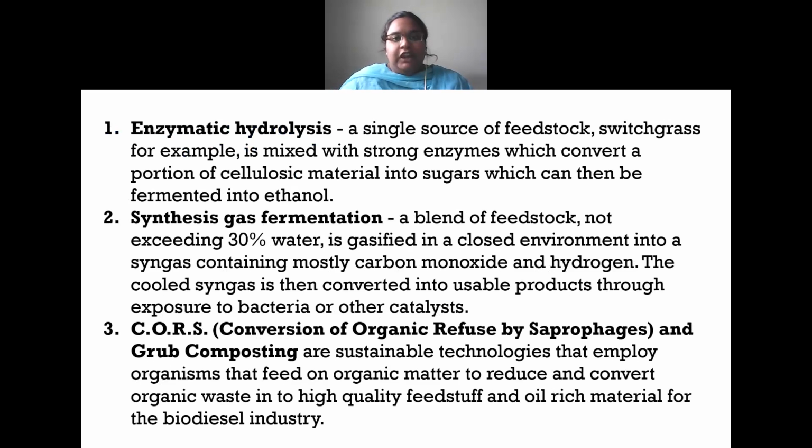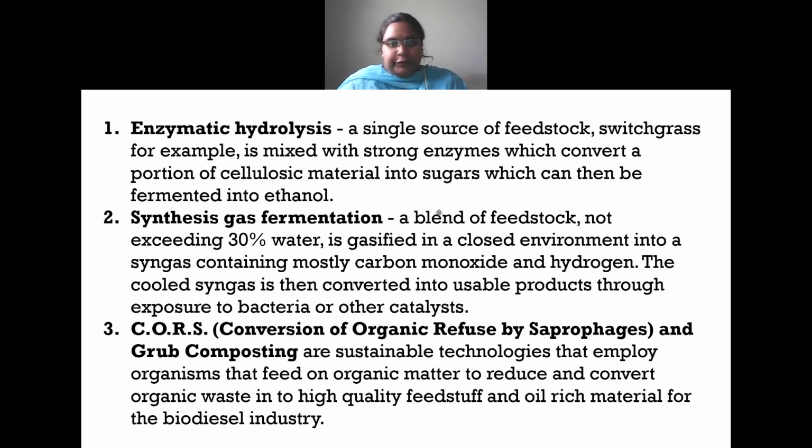Each of these has a different mechanism. Each will take different raw products but give us a single output which is useful for us. The raw products we are going to take are nothing but waste products, wastages from animals as well as plant waste. So let us see what these are. A single source of feedstock, switchgrass for example, is mixed with strong enzymes which convert a portion of the cellulose material into sugars, which can then be fermented into ethanol.